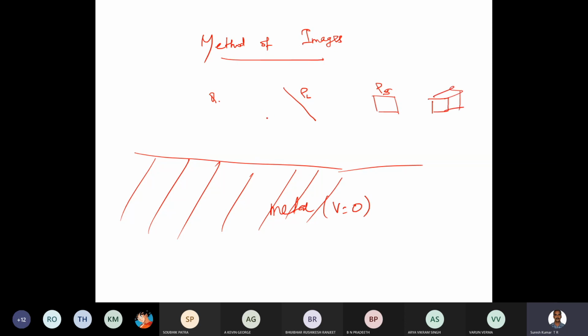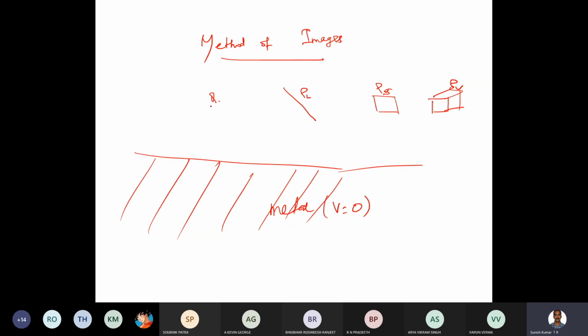Above the metal, you have such charge systems present: point charge, line charge, surface charge, and volume charge. What is the potential, the capacitance, the electric field? If you are asked to calculate all those things, you can use this shortcut method called method of images. Still, you can use the other method, the boundary value problem where you apply the Laplace and Poisson's equations, but compared to that, this approach is quite easy.